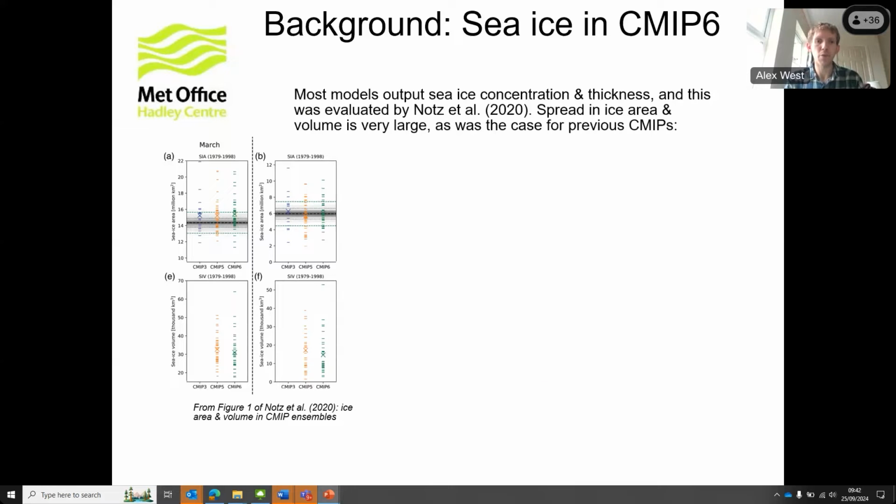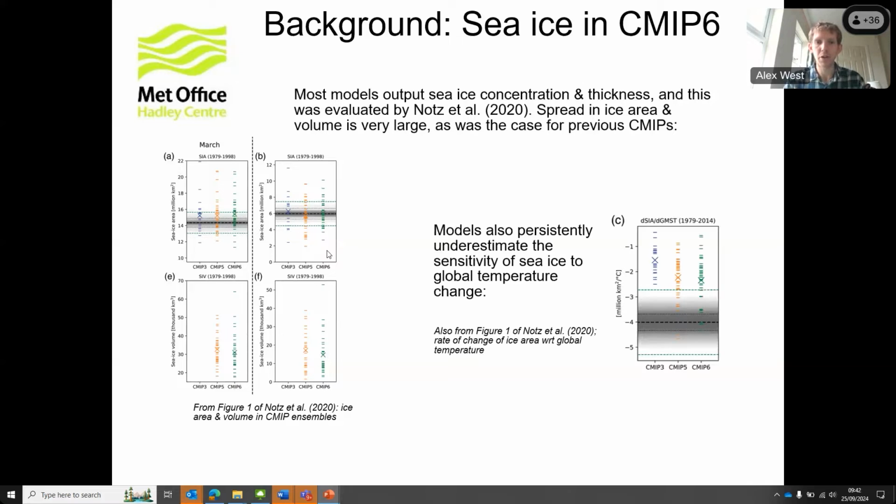I'll just show briefly why this is particularly important. I mentioned that there's a very large spread in sea ice states in CMIP 6. You can see a representation of it here. The green bars on the right of these diagrams show the spread in CMIP 6 sea ice states. Very widespread, a lot of them outside observations. It's also, I think, relatively well known that models tend to underestimate the sensitivity of sea ice to global temperature change.